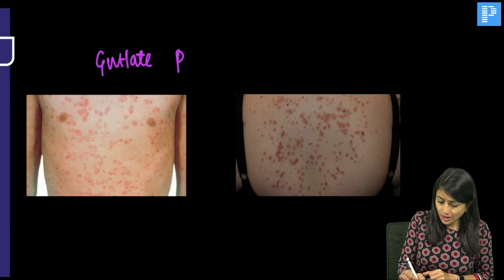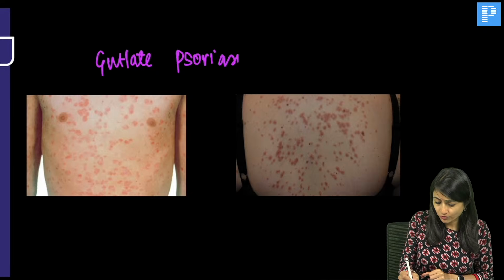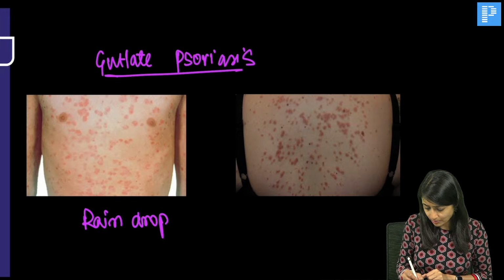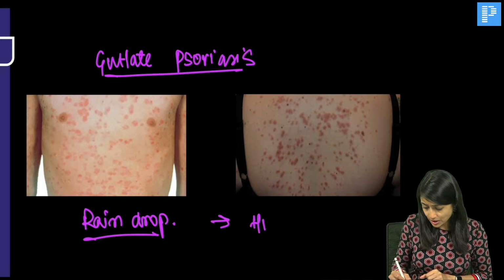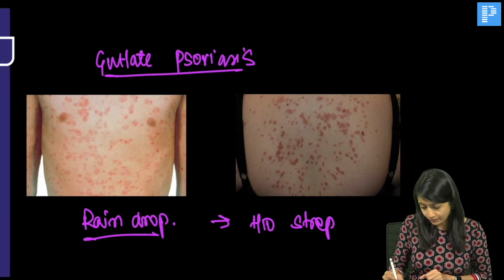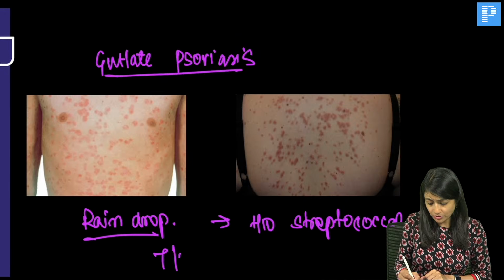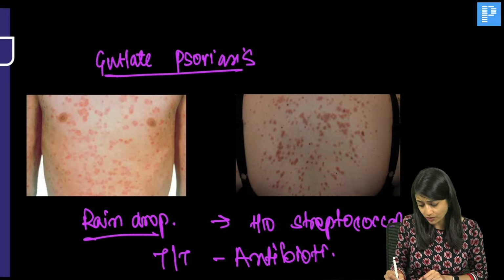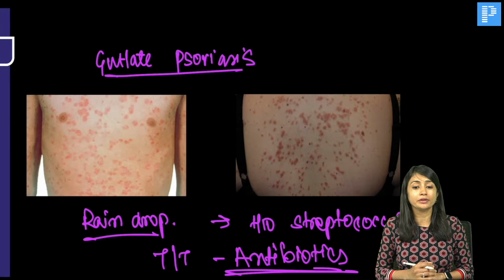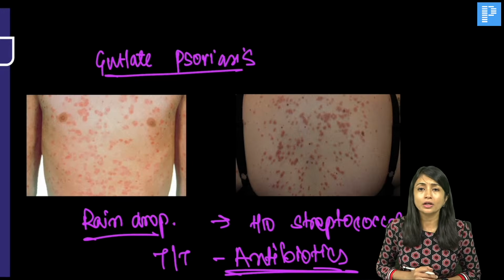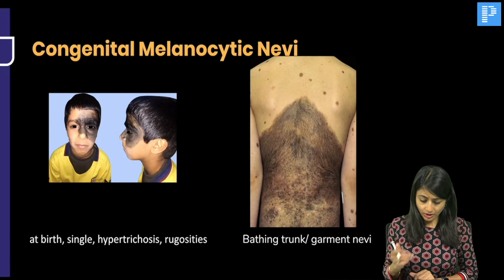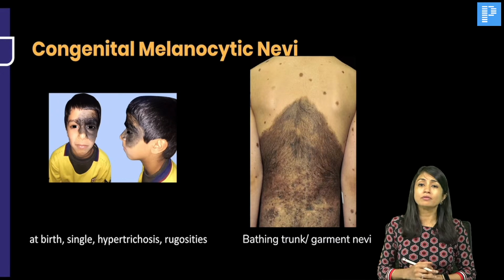So, guttate psoriasis, you have a raindrop pattern of lesions. You have small erythematous scaly lesions. There is history of streptococcal infection which is given to you. Here the treatment is antibiotics. So, this is a different form of psoriasis where you are not giving methotrexate, you are not giving other medications for psoriasis, you are treating with antibiotics. Yes. Okay.